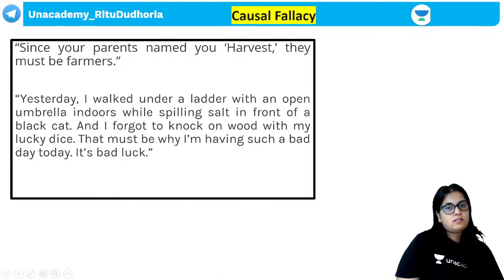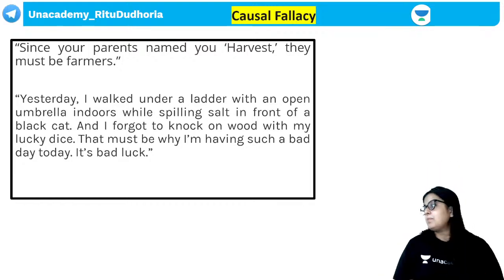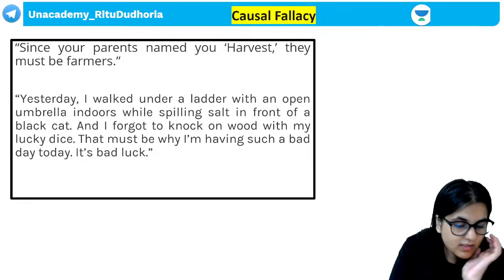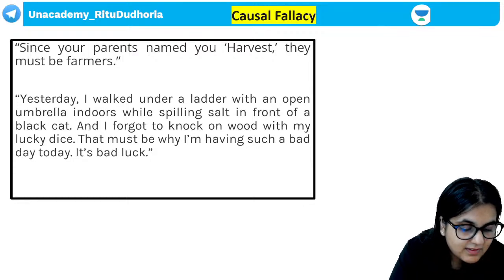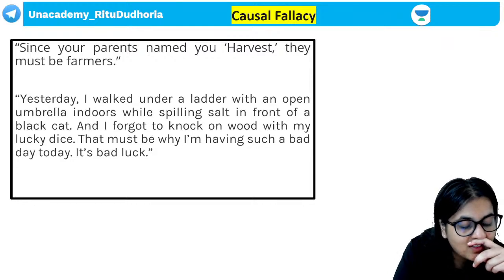Causal fallacy. Event A happens, event B happens, you link the two and you say that they are happening because of cause and effect. I remembered 2 dialogues इसके पीछे.